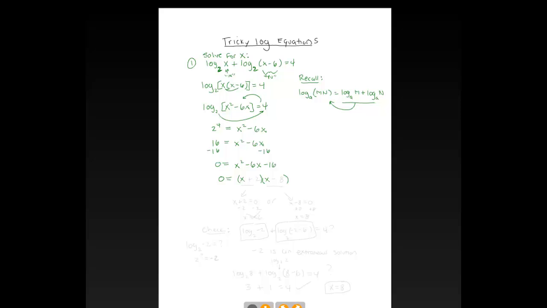But I think this factors. 16, I think we get an 8 and a 2. And I think that's got to be the negative. Right, and so now we've got x plus 2 times x minus 8 equal to 0, which means that x plus 2 equals 0 or x minus 8 equals 0. x equals negative 2 or x equals 8.